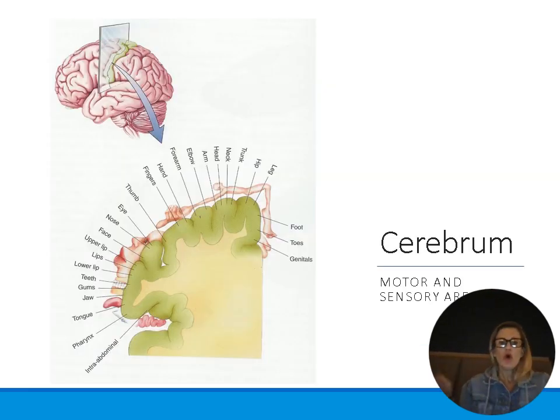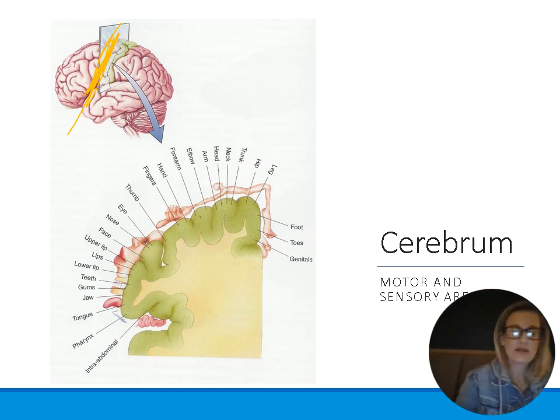Okay, so really quick, before we get into the actual functional areas of the brain, I want to mention cortical representation for the motor and sensory areas in the brain. So what I mean by that is the motor area. The motor area is the precentral gyrus, where we have the neurons that are going to send commands out to our muscles to make them contract.